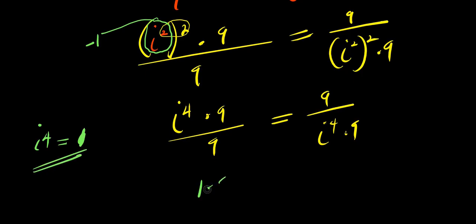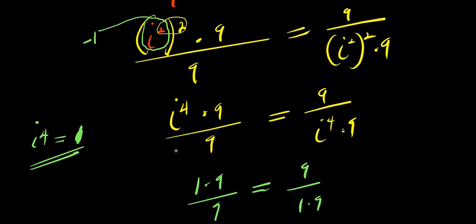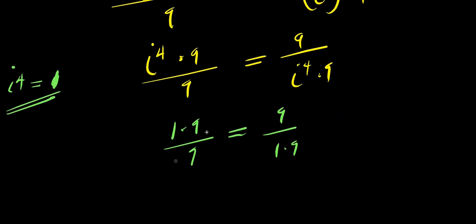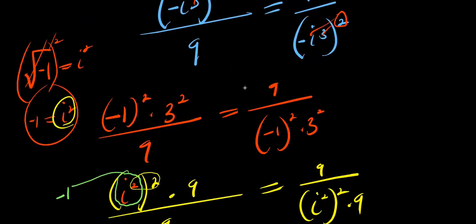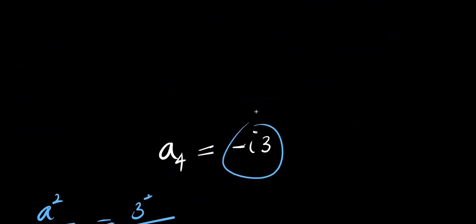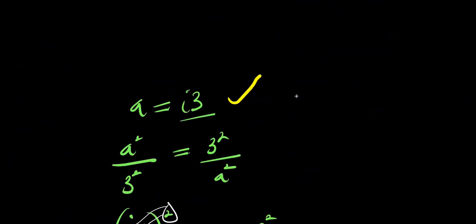You have 1 times 9 divided by 9 equals 9 divided by 1 times 9. So from here, 1 times 9 is 9. You have 9 divided by 9 equals 9 divided by 9. And this cancels this. So this also has satisfied the equation. So all the solutions have satisfied the equation, and that brings us to the end of the video.